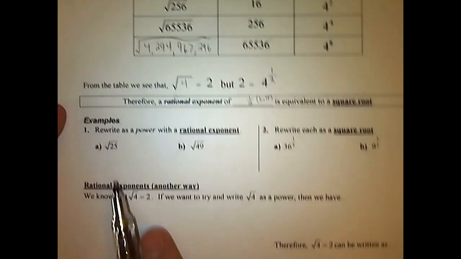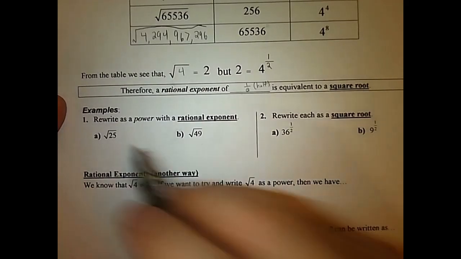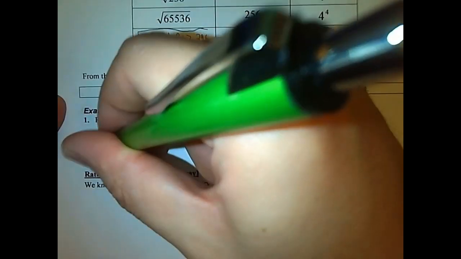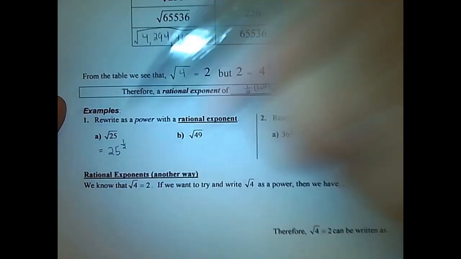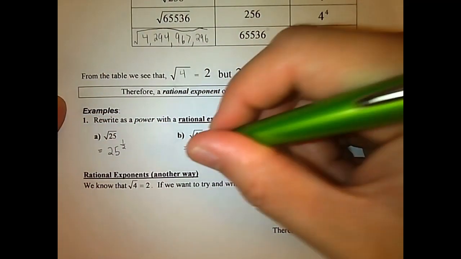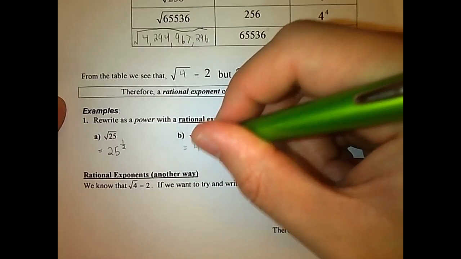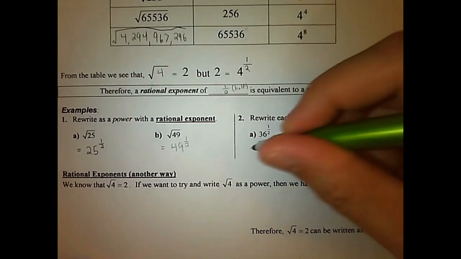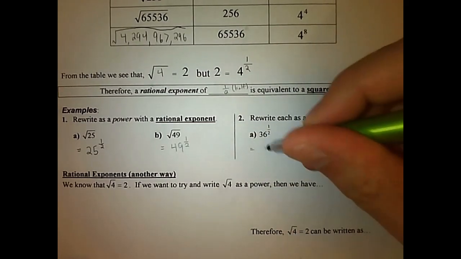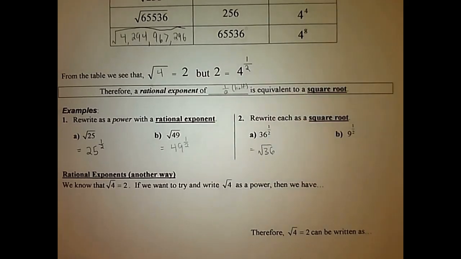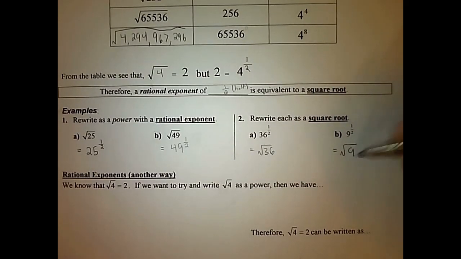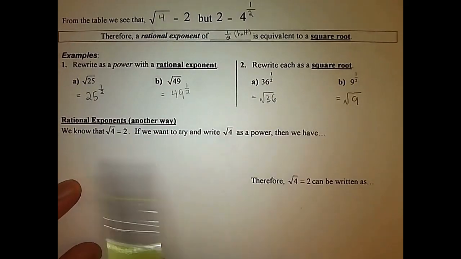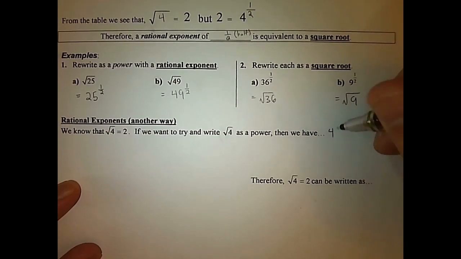So we can rewrite these square roots as powers with a rational exponent. The square root of 25 we know is 5, but I can also write it as 25 to the power of 1 over 2. Same with b. The square root of 49 can be rewritten as 49 to the power of 1 over 2. We can rewrite these as square roots, knowing that 36 to the power of half is going to be the square root of 36 like this, and this will become this. We just want to know that we can rewrite this as 4 to the power of half.